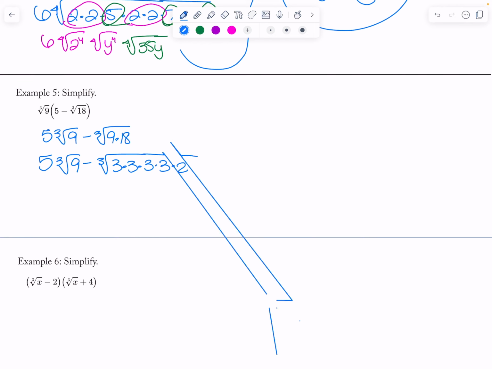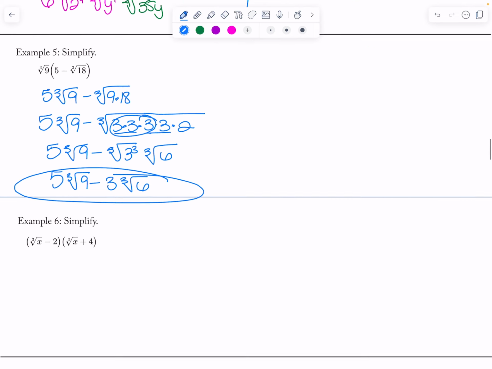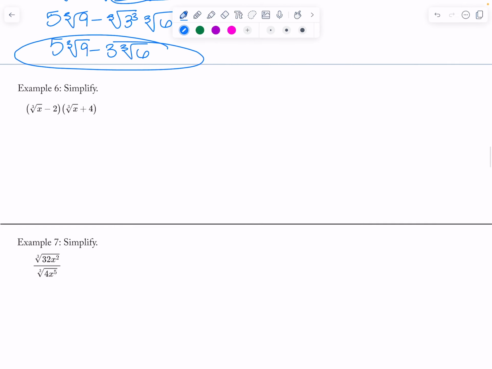Make sure I did that right. Oh my goodness. My pencil today. So that comes from the 9. That comes from 9, and then I have the 2. Okay, so now I have 5 cube root of 9 minus the cube root of 3 cubed, and then the cube root of 6. So 5 cube root of 9 minus 3 cube root of 6. And those are not the same roots, so I cannot do anything with them.